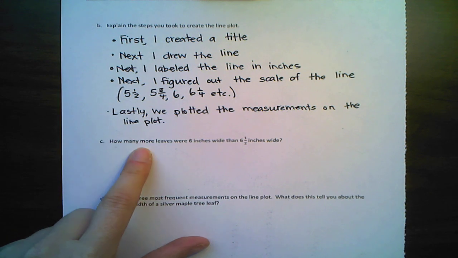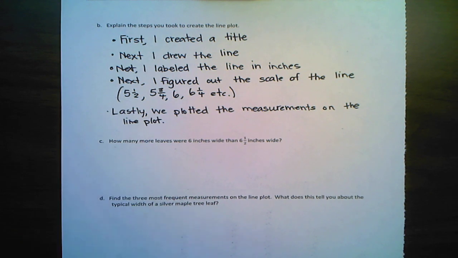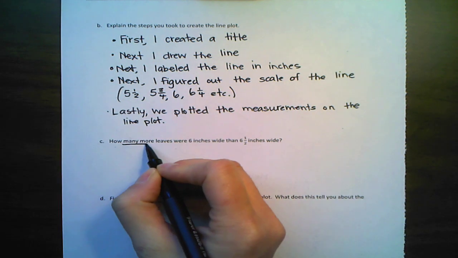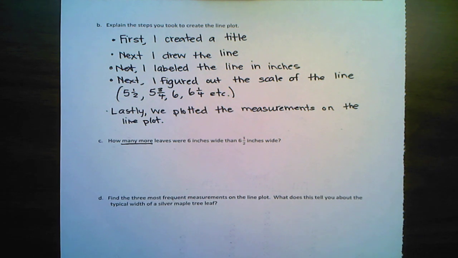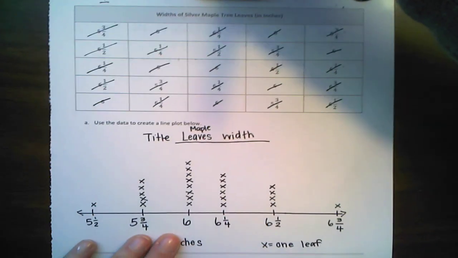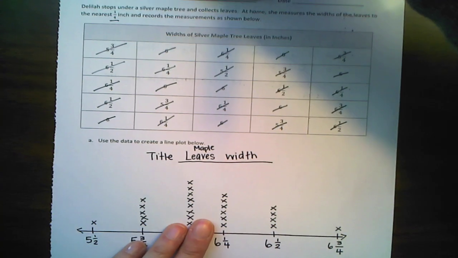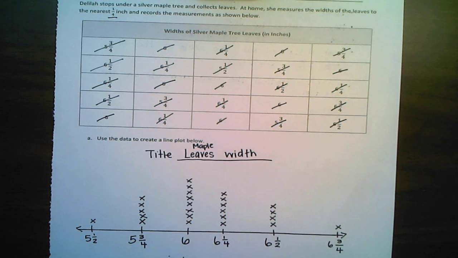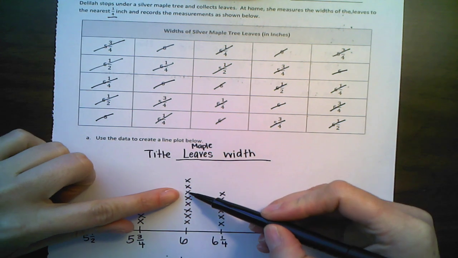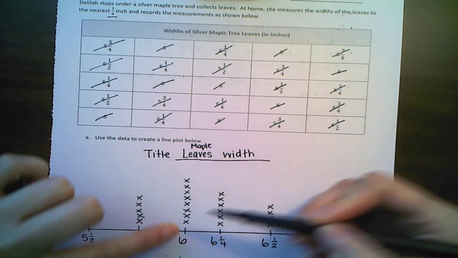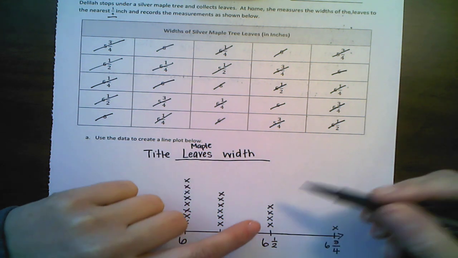It says, how many more leaves were 6 inches wide than 6 1/2 inches wide? So remember, when it says how many more, what operation can we use to figure that out? You said subtraction, and you are a little tiny genius. Good job. Okay, now I forgot what it said. 6, then 6 1/2. Okay, so let's count and see how many we have for 6 inches. 1, 2, 3, 4, 5, 6, 7, 8. And how many for 6 and a half? 1, 2, 3, 4.